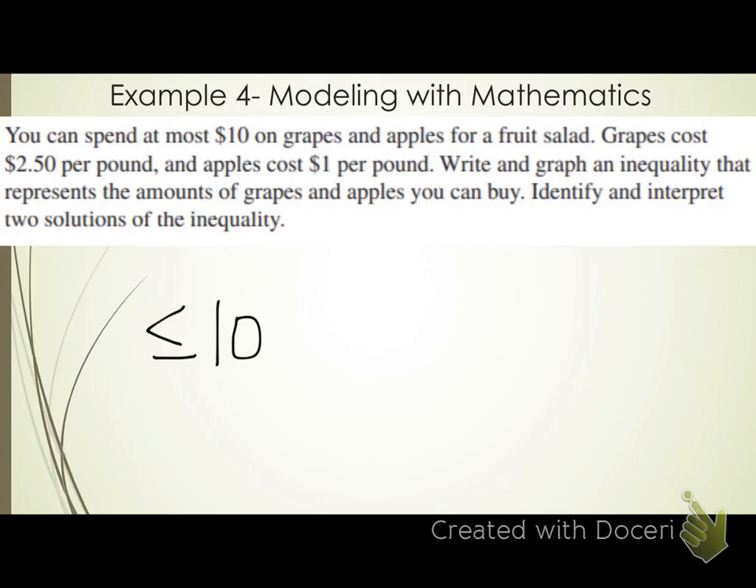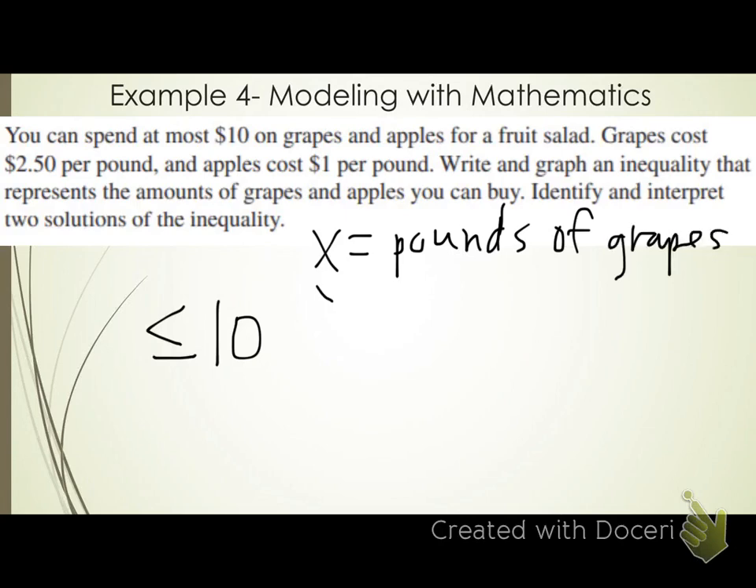Grapes cost $2.50 per pound and apples cost $1 per pound. Trying to find out how many pounds of grapes and apples we can buy, right? So that's probably what our variables are going to represent. x is going to be pounds of grapes. y will be pounds of apples. So what would the left side of my inequality look like here?